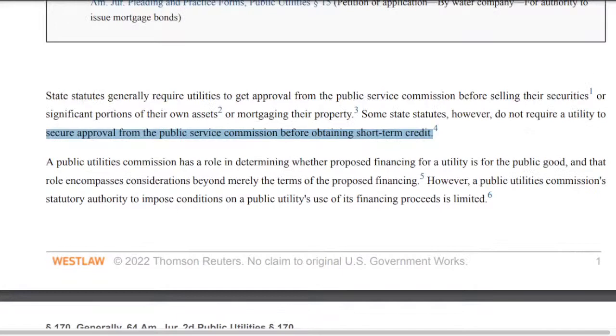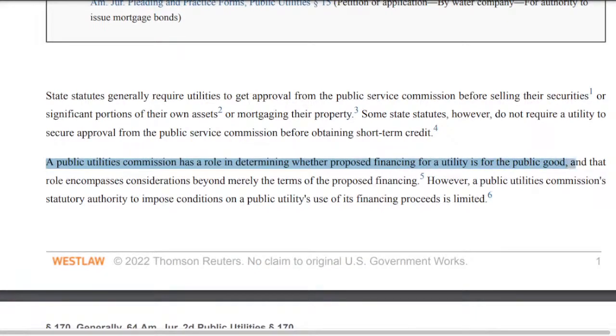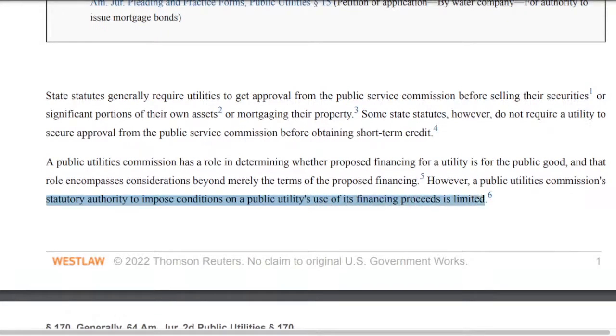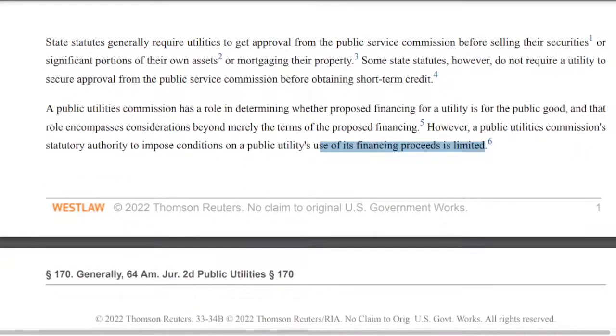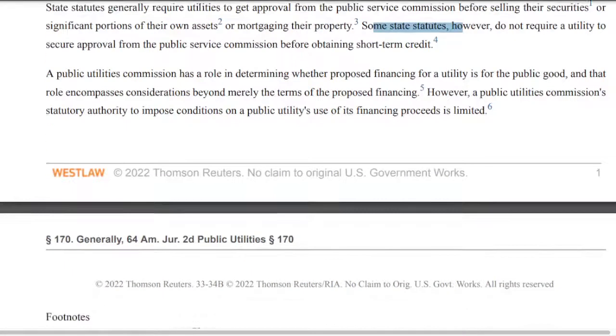Holy shit. A Public Utilities Commission has a role in determining whether proposed financing for a utility is for the public good, and that role encompasses considerations beyond merely the terms of the proposed financing. However, a Public Utility Commission's statutory authority to impose conditions on a public utility's use of its financing proceeds is limited. Its use of them, obtaining them is different. Get approval before selling securities or mortgaging. Wow.